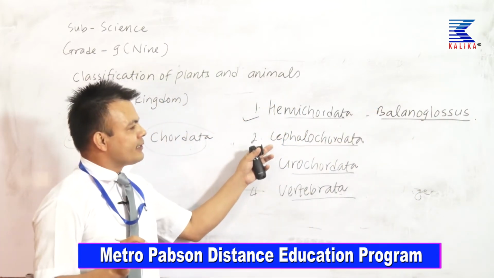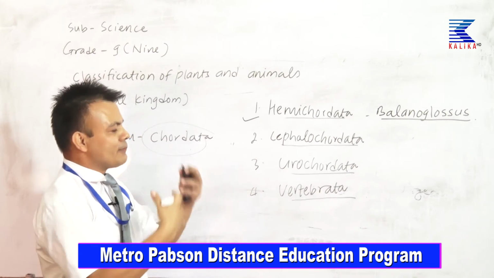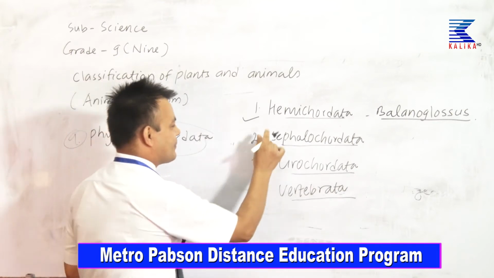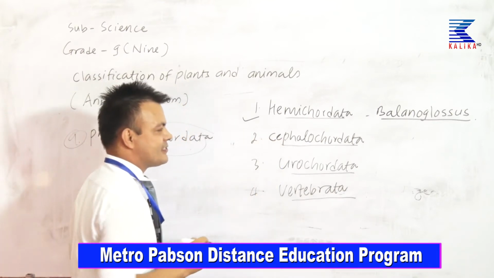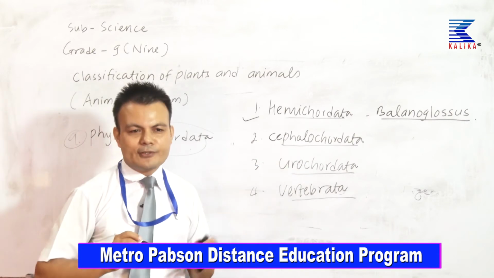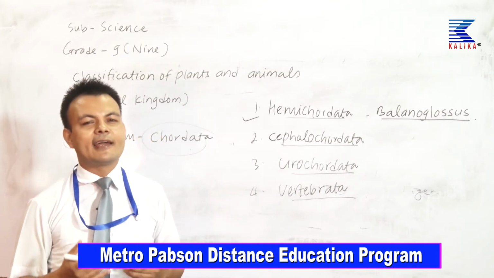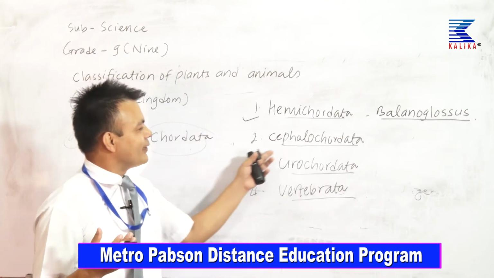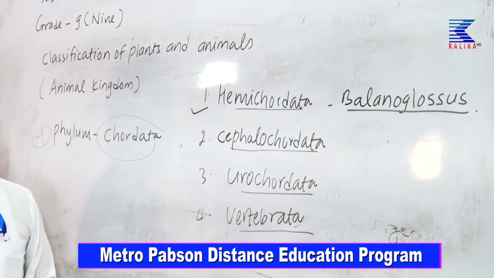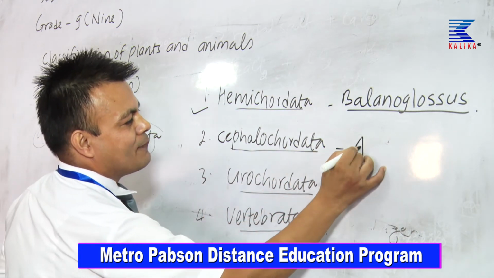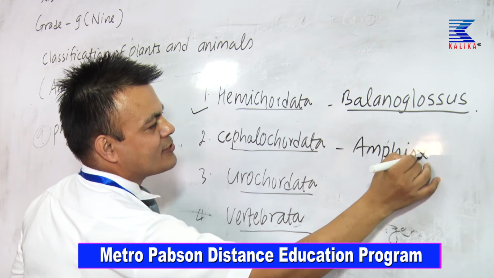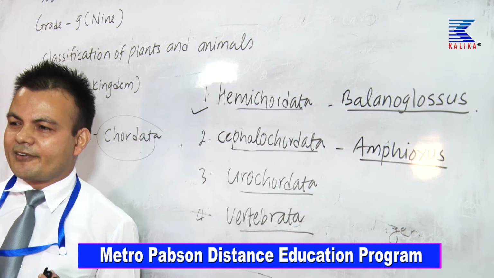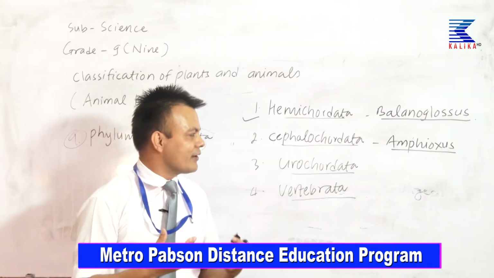And number 2, Cephalochordata. The numbering doesn't matter. Cephalo means the head. Cephalochordata means the notochord is present in the head part. For example, Amphioxus. This may be a not very popular organism for you because they are very rarely found. That's why.